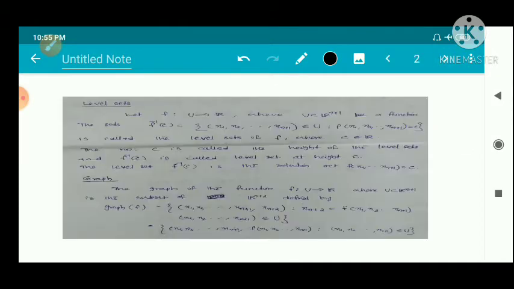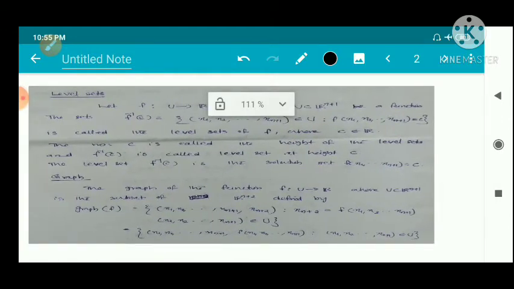And the definitions are: level set means, let f from U to R, where U subset of R^(n+1), be a function. The set f inverse of c equal to the set of all (x1, x2, ..., x(n+1)) belonging to U, such that f(x1, x2, ..., x(n+1)) equal to c, is called the level set of f, where c is any real number. And the number c is called the height of the level set, and f inverse of c is called the level set at height c.